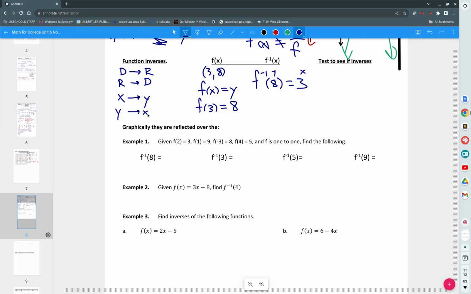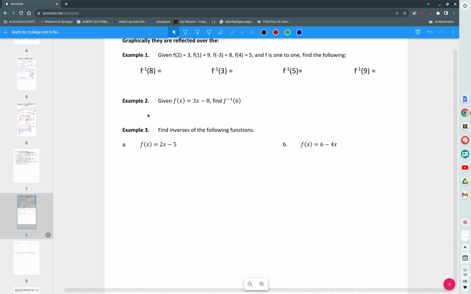So you get the output. What is the input? Look at example 1. It says f of 2 is 3. So that means that that's an x value, that's a y value. F of 1 is 9. That's an x value, that's a y value, so on and so forth. It's asking us f inverse of 8. So what that means, if we have a y value of 8, what is the corresponding x value? Negative 3 is the corresponding x value.